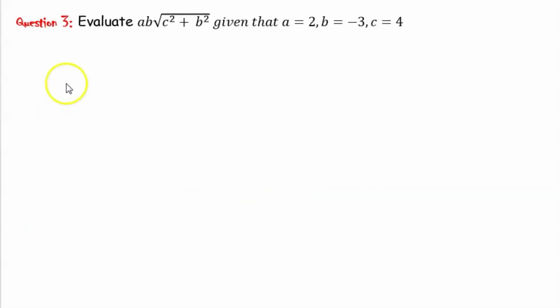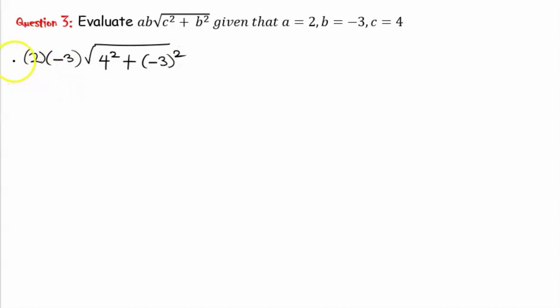This is question 3. And in this case, we are to evaluate a b times the square root of a c squared plus b squared, given that a is equal to 2, b is equal to -3, and c is equal to 4. All right, so let's just substitute this. We have our a already to be 2, so we have 2, okay, b multiplied by b, which is -3, then b multiplied by the square root of c squared, which is 4 squared, plus our b squared, which is -3 squared.